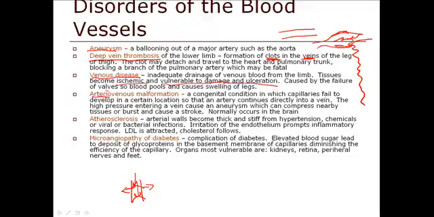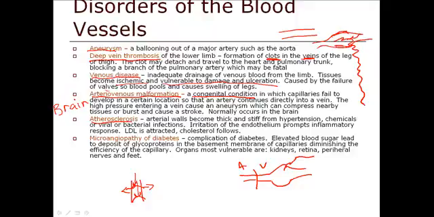So then we have arteriovenous malformation. This is a congenital condition, so you can't catch it. You're born with it. This is a condition in which the capillaries fail to develop in a certain location so that an artery continues directly to a vein. Artery, vein. The high pressure entering the vein causes an aneurysm, which can compress nearby tissues, or it can break and cause a stroke. These happen in the brain.